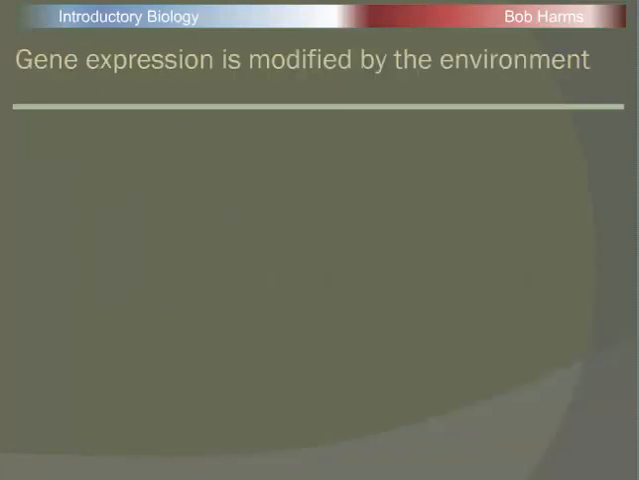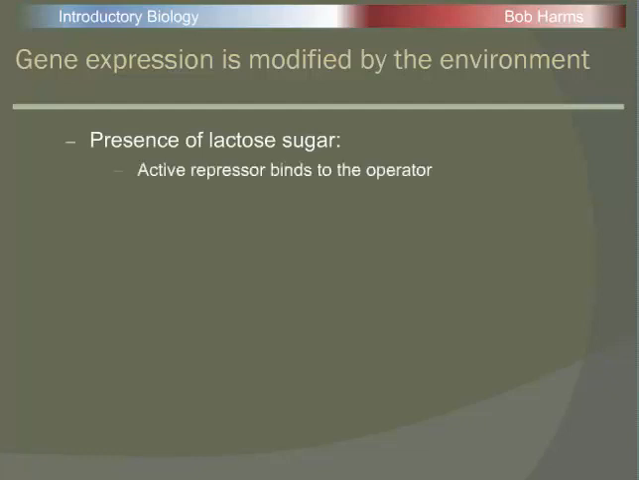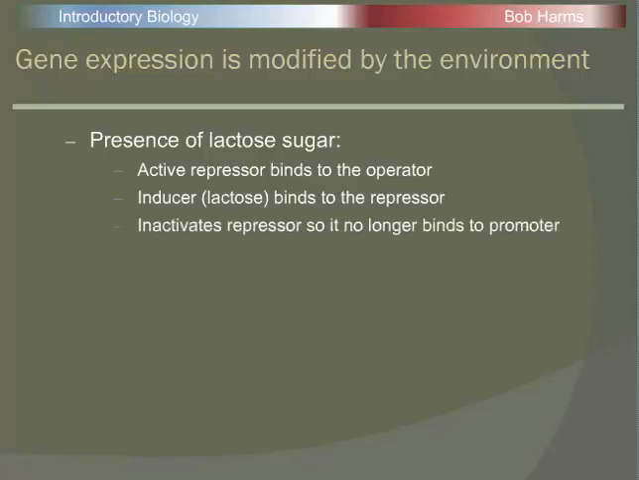But the chemical environment that the bacteria is in certainly can influence the expression of this lac operon. And so, for example, if a bacterial cell is growing and lactose sugar is present, then that repressor protein that normally, as we saw, was binding to the operator and turning it off, will actually bind to lactose. And lactose will chemically react with the repressor protein if it's present, and that chemical reaction changes the shape of the repressor, so it no longer will bind to that operator region.